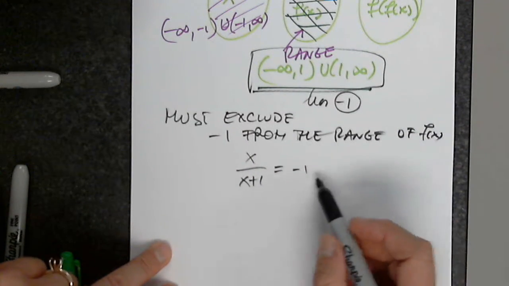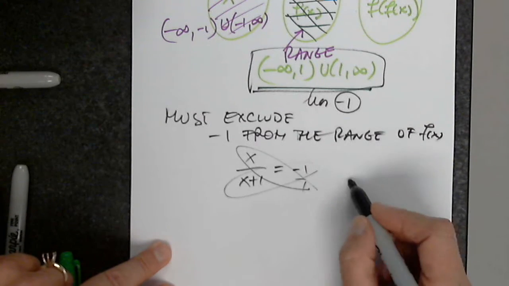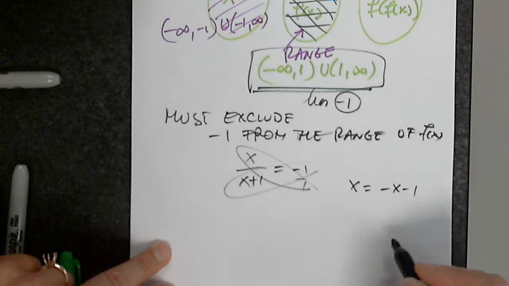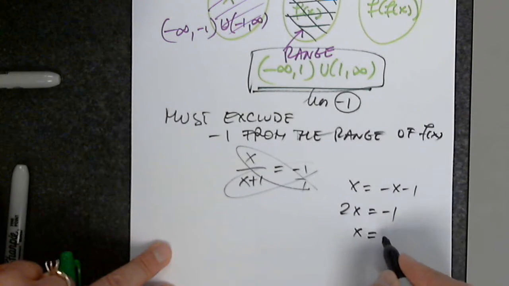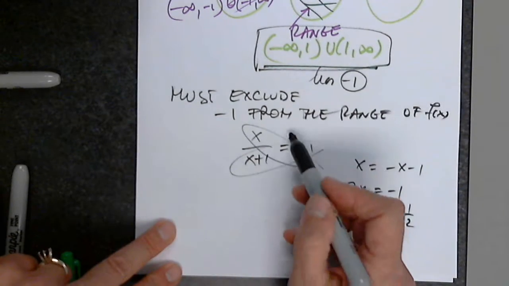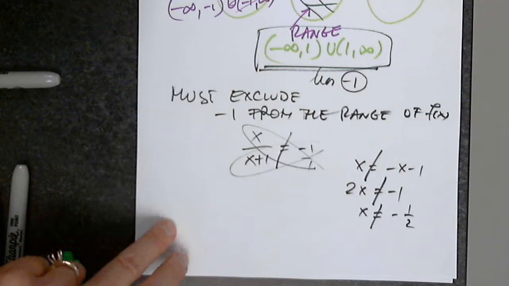So here I can cross multiply. x equals negative x minus 1. I bring x to the other side. 2x equals negative 1, x equals negative 1/2. So this cannot happen.